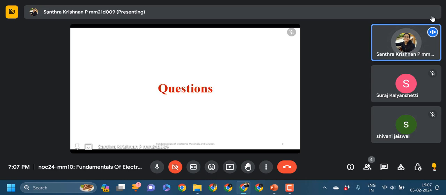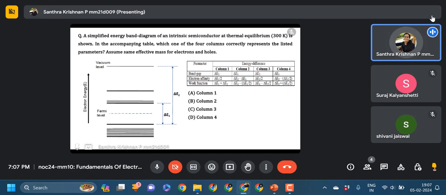Since nobody is responding, I think we can start with today's question. The first question is: a simplified energy band diagram of an intrinsic semiconductor at thermal equilibrium, that is at 300 Kelvin, is shown. In the accompanying table, which one of the following four columns correctly represents the listed parameters? Assume same effective mass for electrons and holes.